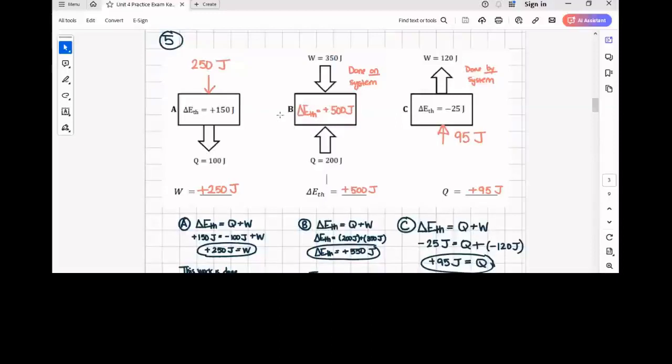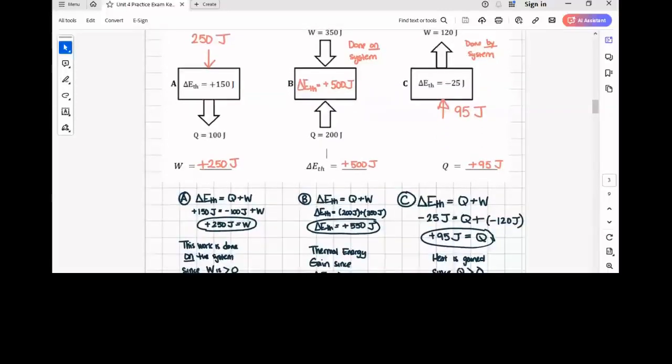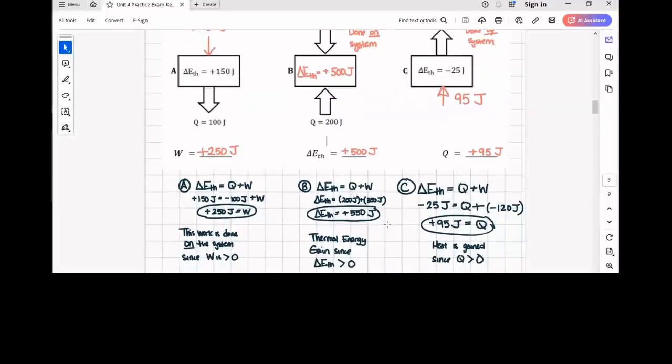For B, we have the work done on the system, and we know it's on because the arrow is pointing into that rectangle. And we've got heat being added to the system, and we know it's added for exactly the same reason. So if 350 joules of energy combined with 200 joules of energy, that will tell us what the thermal energy is. And let me scroll down a little bit further here. So because the thermal energy change is a positive, we can treat that as an overall thermal energy gain.